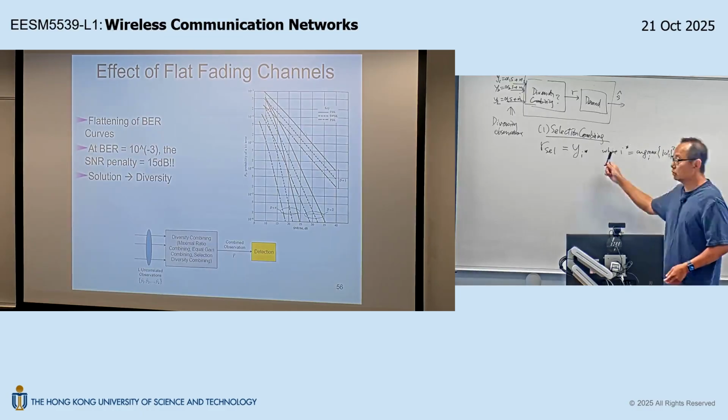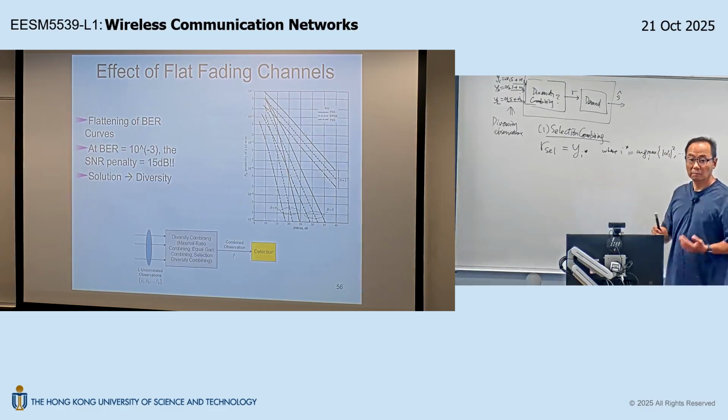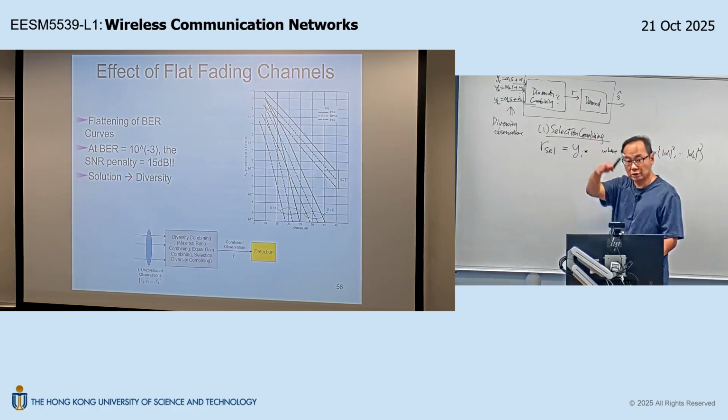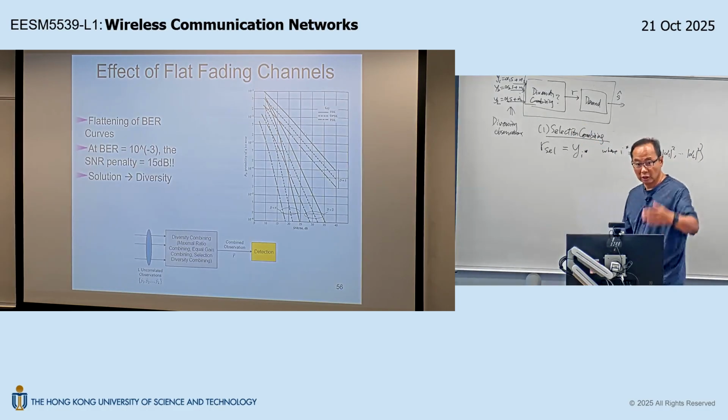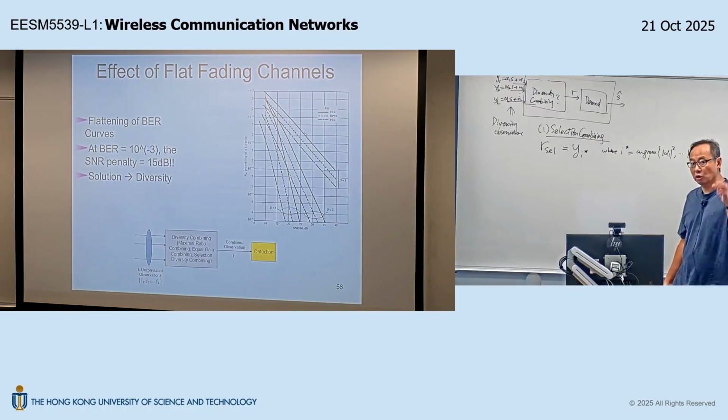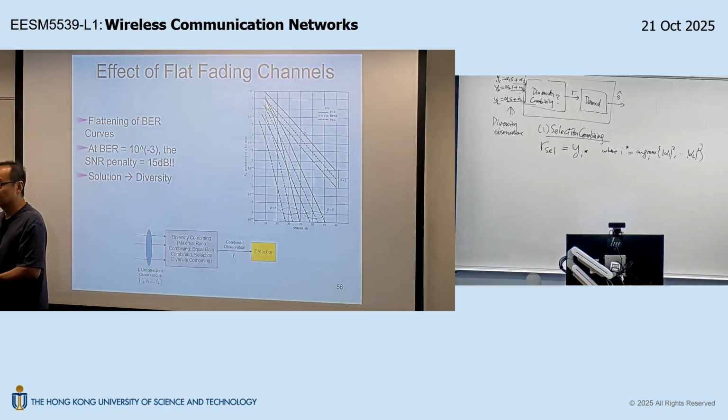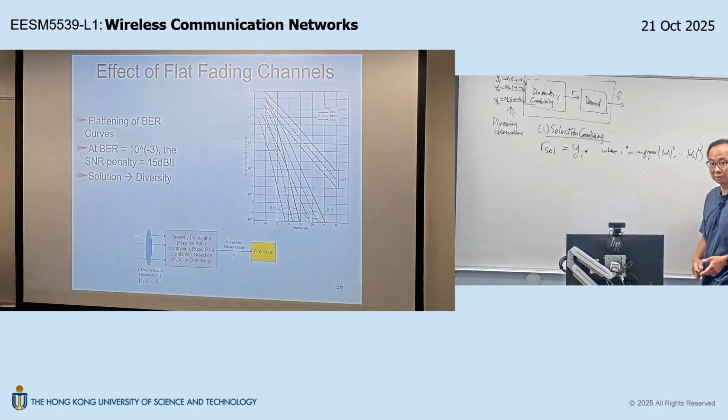So this scheme is very simple. You give me L choices, L observations. I examine these L choices. I pick the one that is most reliable and pass it on to the demodulator. And then I throw away the others. I ignore the others. Okay, so that's selection combining.